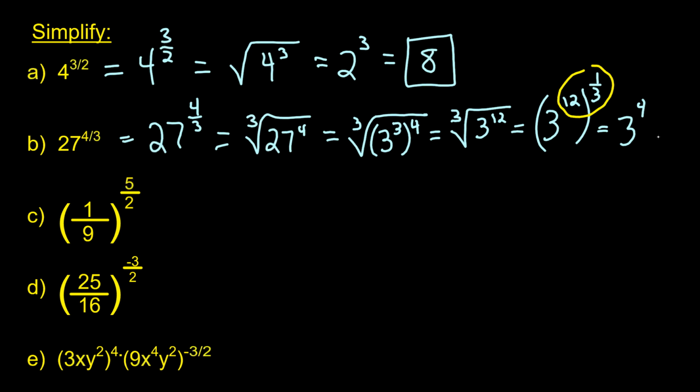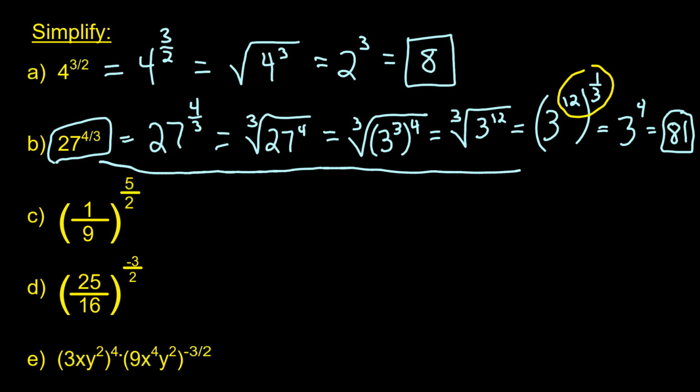So it'd be 3 to the 4th, which is 81. So we started out with 27 to the 4/3, and that is the same as saying 81. It's just a really messed up way of writing the number 81. Okay, so that kind of guides you through what your thought process should be on a lot of these. You want to get it broken down to the lowest base, and then use your exponent properties from there.